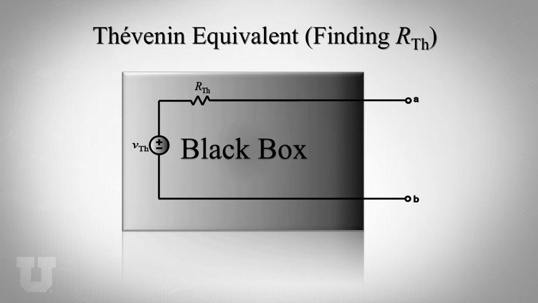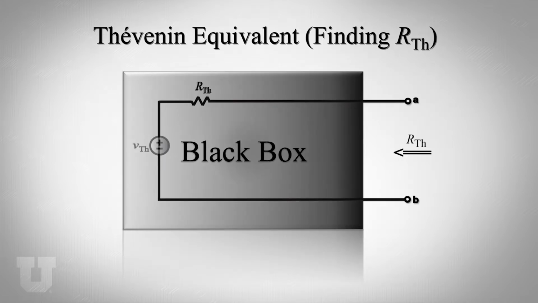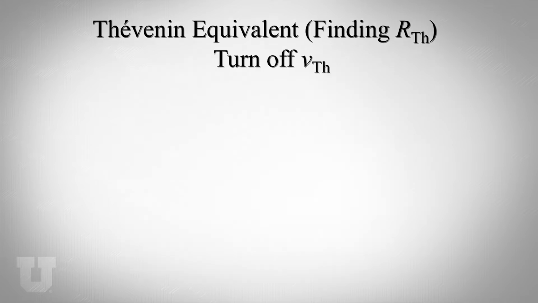As you can see in this simple schematic, for finding R Thévenin, if we turn off V Thévenin, basically we can just measure R Thévenin by hooking an ohm meter across port A and B. So for turning off V Thévenin, we need to turn off all the independent sources in the circuit. You leave the dependent sources on though.